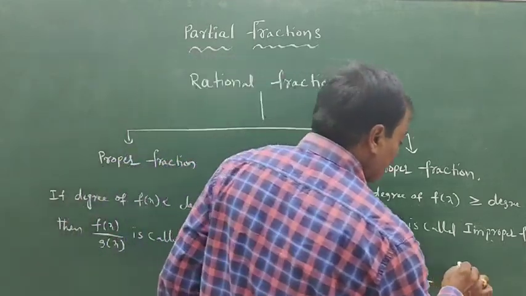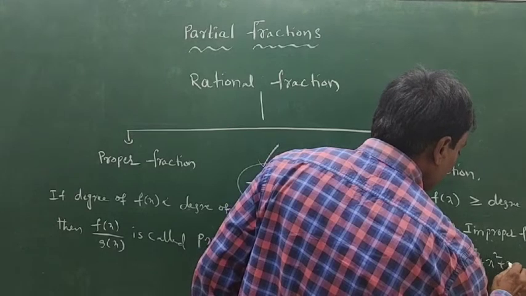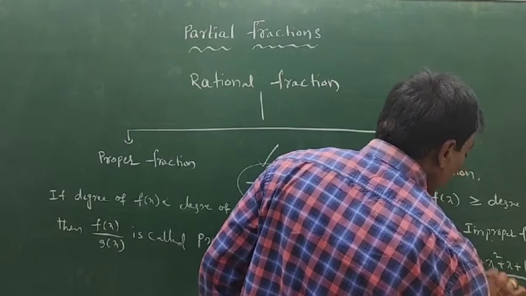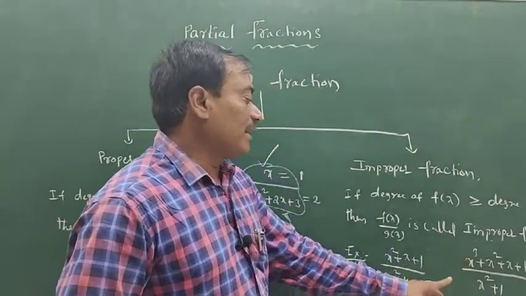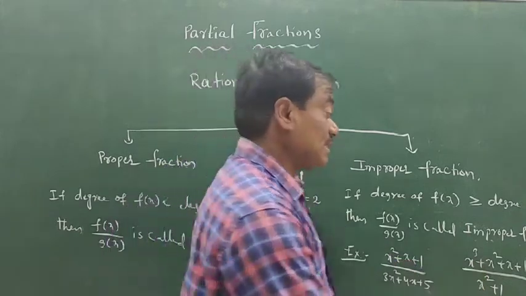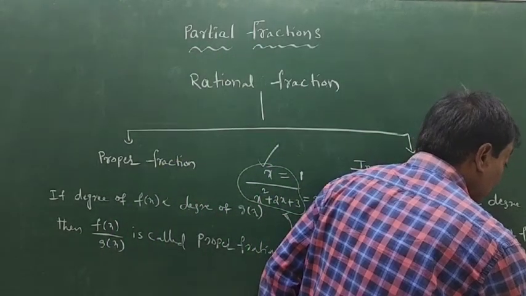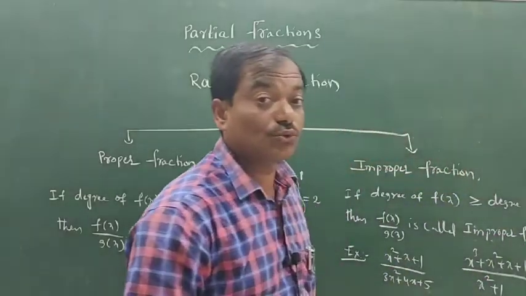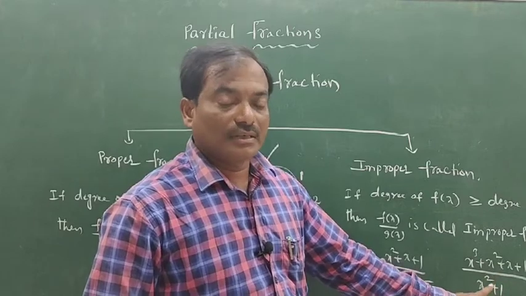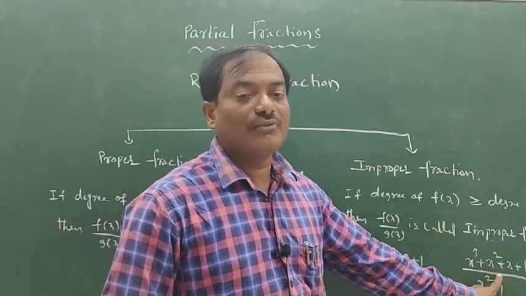And the second example: x cube plus x square plus x plus 1, whole divided by x square plus 1. What is the numerator here? This is the numerator and this is the denominator. The degree of f of x is 3 and the degree of g of x is 2. So the degree of f of x is greater than the degree of g of x, therefore this fraction is an improper fraction.